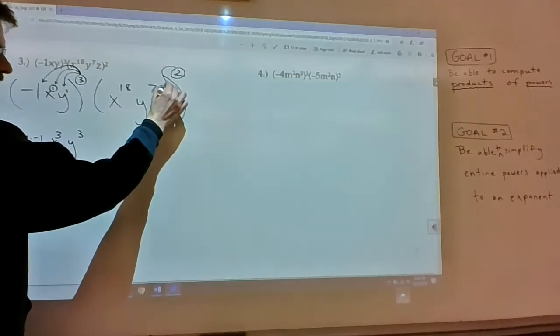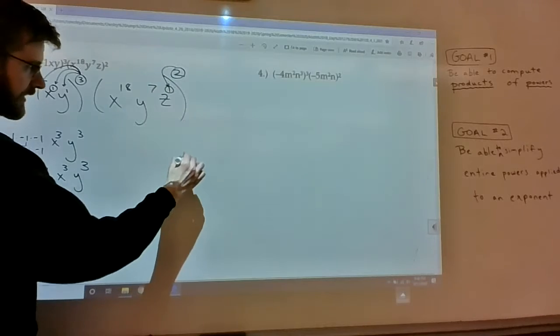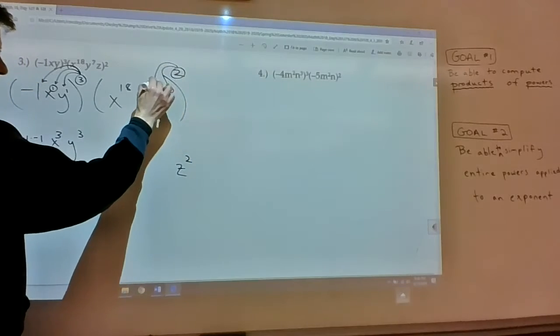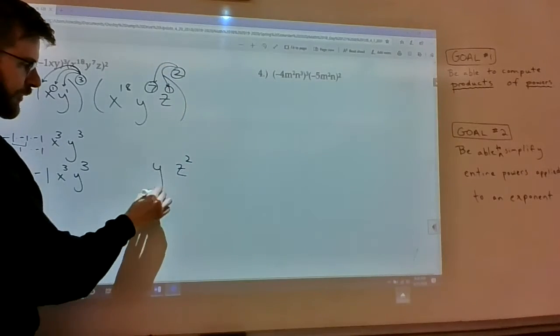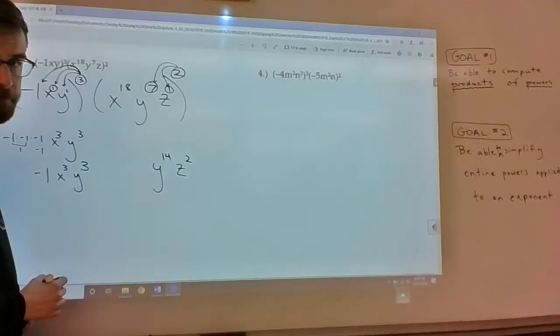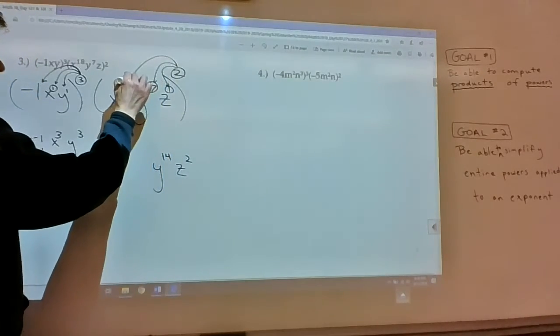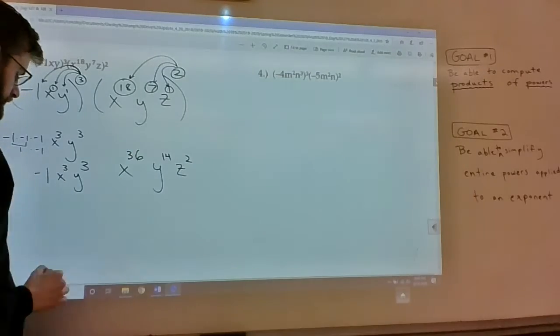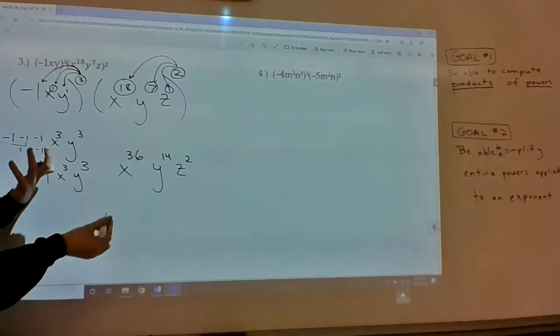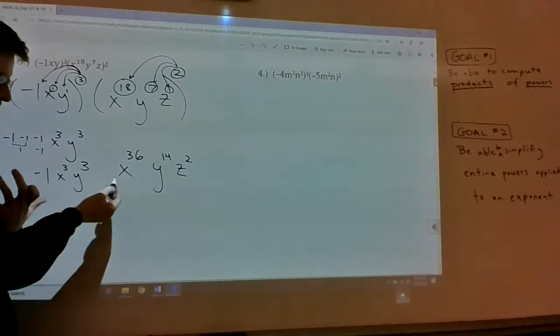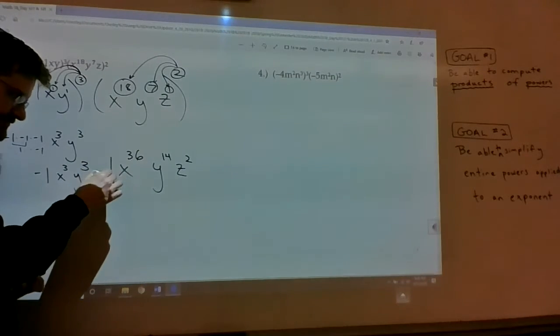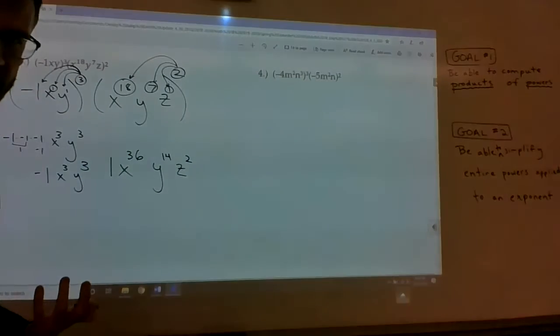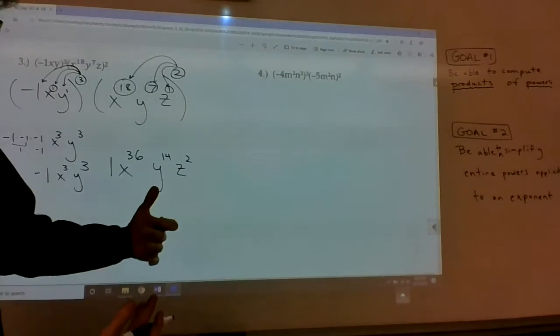The z is now going to be squared. The y is going to be to the 7 times 2, which is 14. And then the x is going to be to the 18 times 2, which is 36. All right. And there's like an implied 1 out front here. I don't know if you need me to see that. Maybe that's not a bad idea to just put it there. Just to say, everybody's got a coefficient.